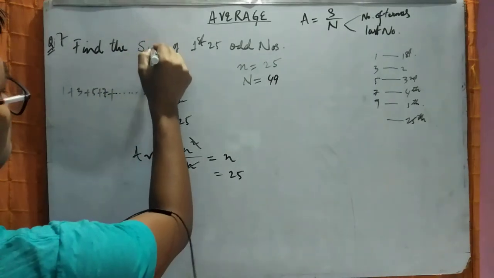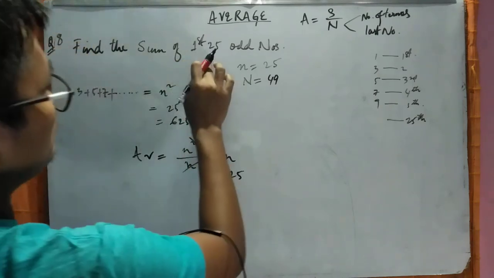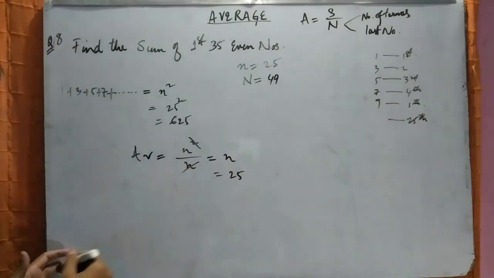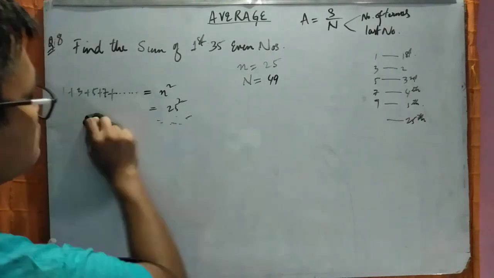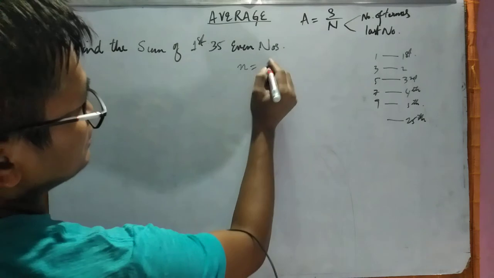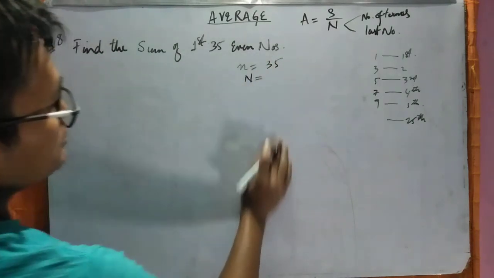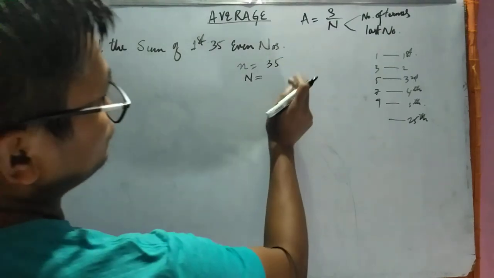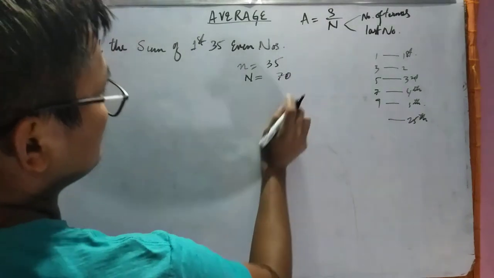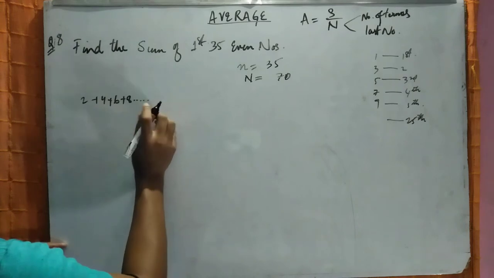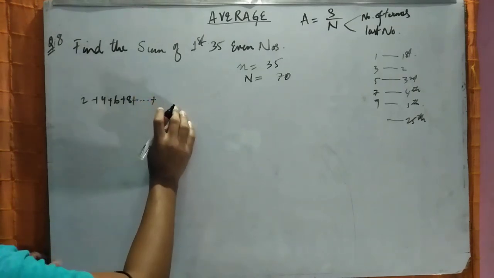Find the sum of the first 35 even numbers. The number of terms is 35, which is capital N, and the last term is 70.